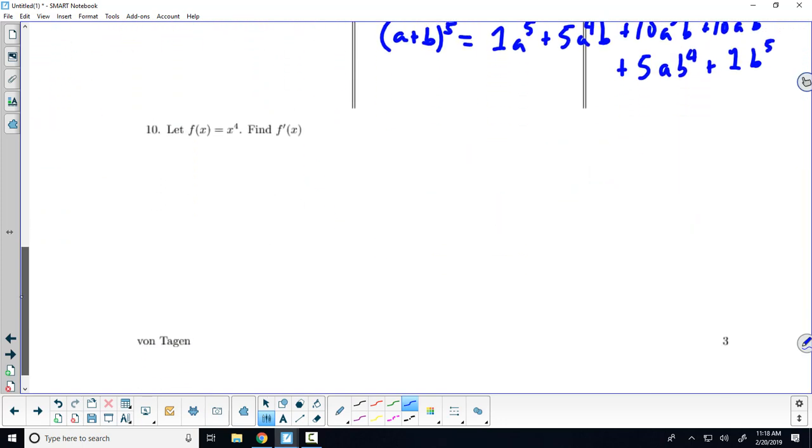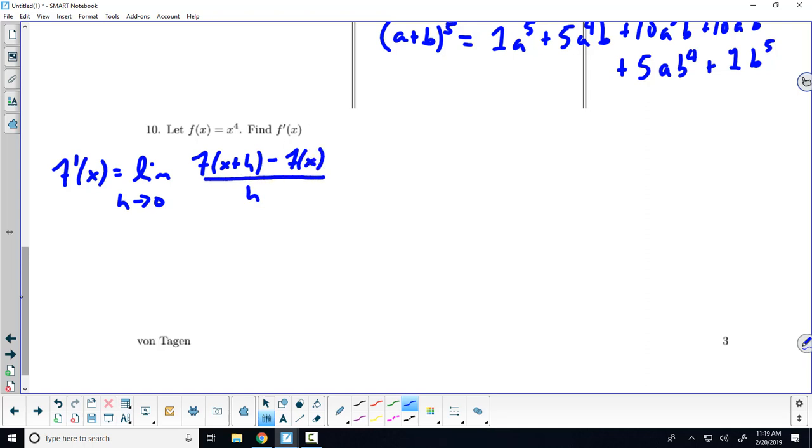All right. So I would like to do the proof of the derivative of x to the 4th. I've skipped a number of them. You can follow the work from previous examples or the work from this example to fill in the work for the ones I've skipped. So what is f prime of x? It is the limit as h approaches 0 of f of x plus h minus f of x, all over h.